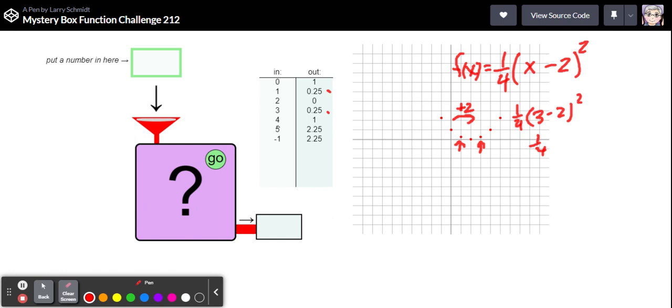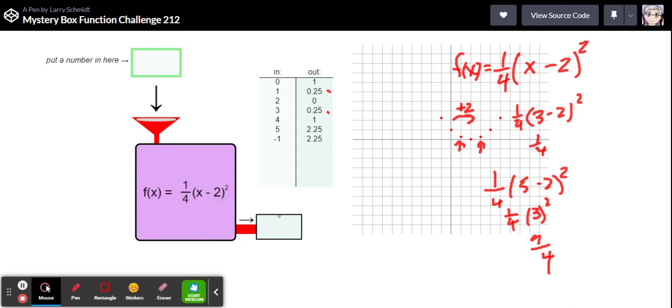Let's try something a little further out. Let's put in that 5, okay? So 1/4 times 5 minus 2 quantity squared. So 5 minus 2 is 3. So it's 3 squared times 1/4. That's going to be 9/4. And what have we got at 5? We've got 2.25. That is 9/4. The 2 is 8/4, and then 1/4 more is 9/4. So I think we've got this.